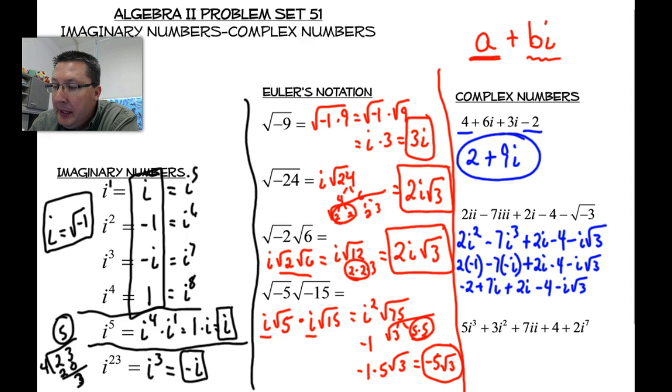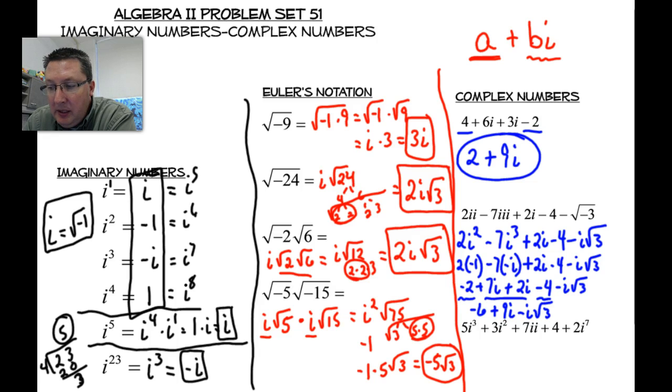Okay, we combine what we can. First, combine your real number parts. Negative 2 and negative 4 makes negative 6. We combine the imaginary parts. 7i plus 2i gives me 9i minus i square root of 3.